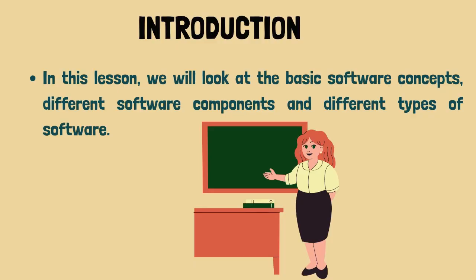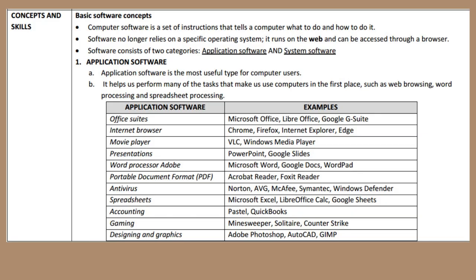Introduction. In this lesson, we will look at the basic software concepts, different software components and different types of software. Concepts and skills. Basic software concepts. Computer software is a set of instructions that tells a computer what to do and how to do it. Software no longer relies on a specific operating system, it runs on the web and can be accessed through a browser. Software consists of two categories, application software and system software.